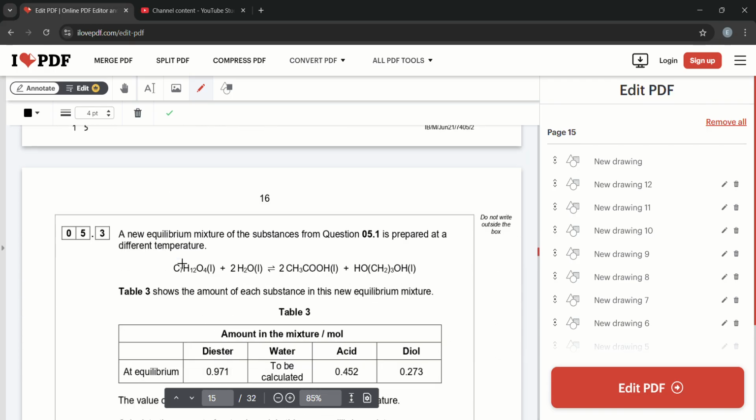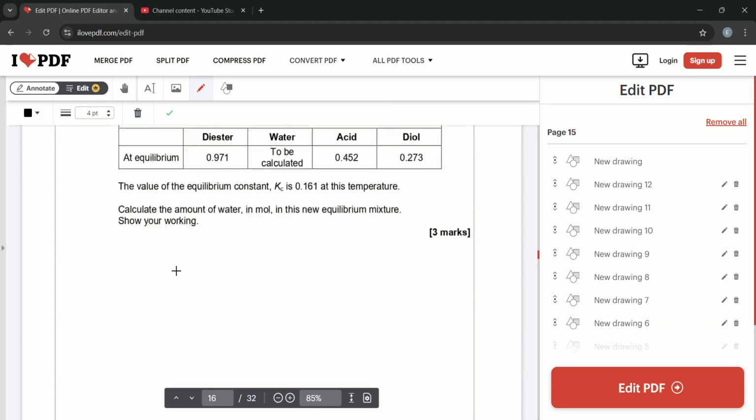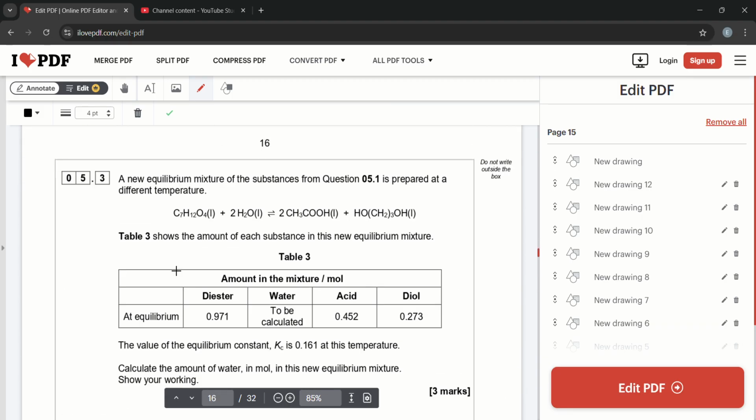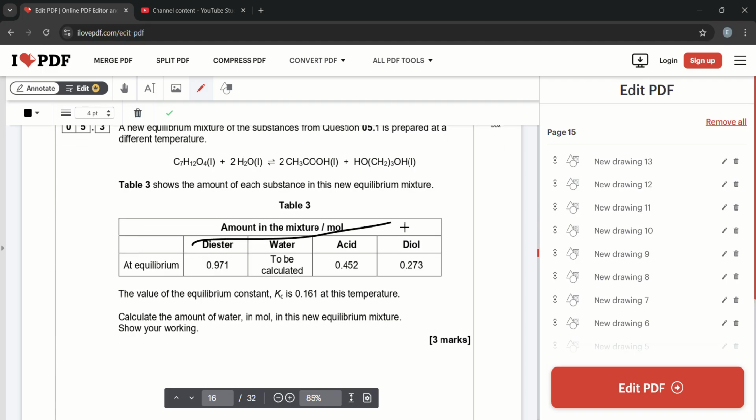And then 5.3, final part of question 5. A new equilibrium mixture of substances for question 5.1 is prepared at a different temperature. Table 3 shows the amount of each substance in this new equilibrium mixture. So these are now the equilibrium moles. It says it here, the equilibrium mixture. The value of the equilibrium constant Kc is this. At this temperature, calculate the amount of water in this new equilibrium mixture.